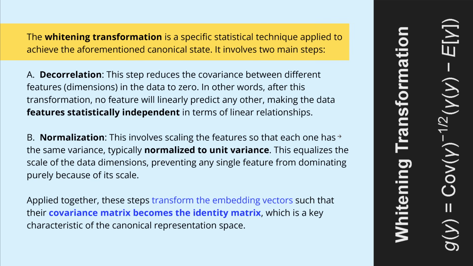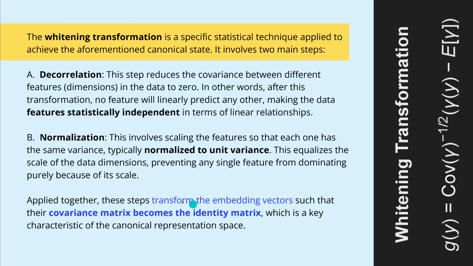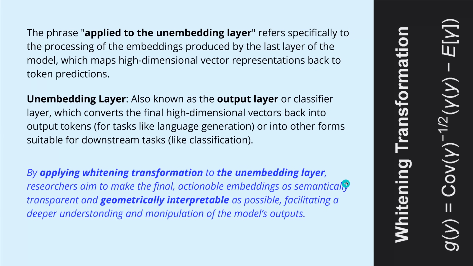You know all of this. And now you ask how we do this, and the mathematics folks among you say, hey, we have the whitening transformation. And you are right, this is a specific statistical technique applied to achieve the aforementioned canonical state. Two main steps, decorrelation and normalization, simple. And if we do this here and we transform the embedding vectors, the complexity of the embedding tensor structure is such that the covariance matrix becomes the identity matrix, which is the key characteristic of all canonical representation space things. Wasn't that simple?